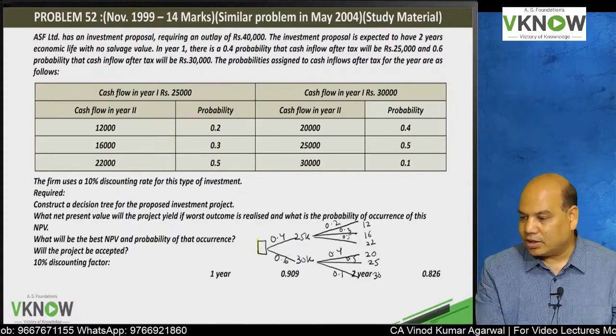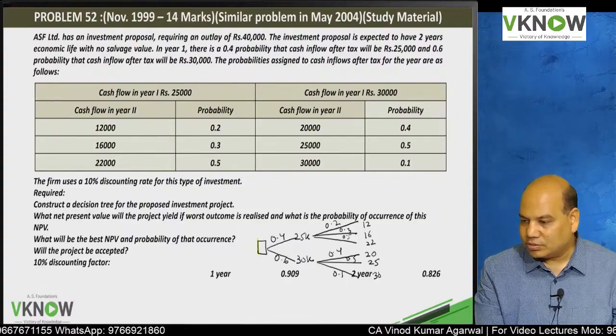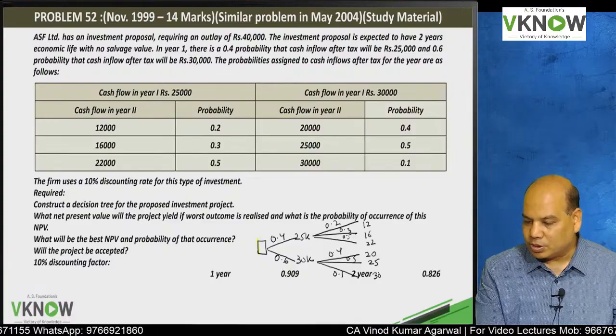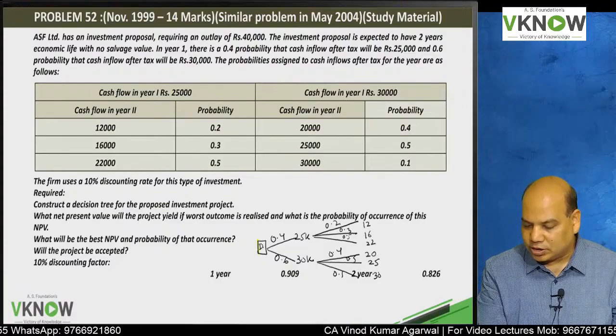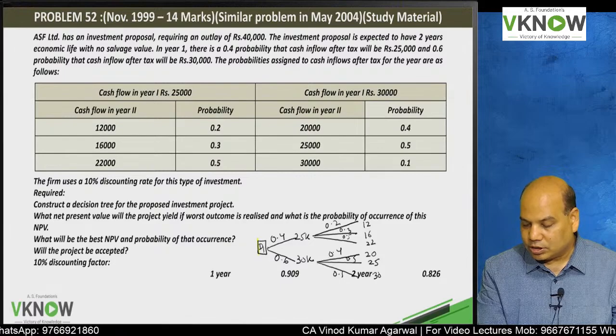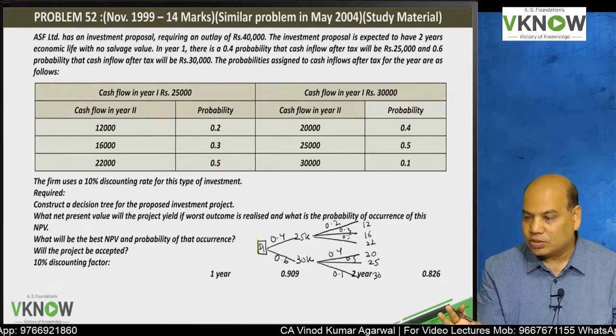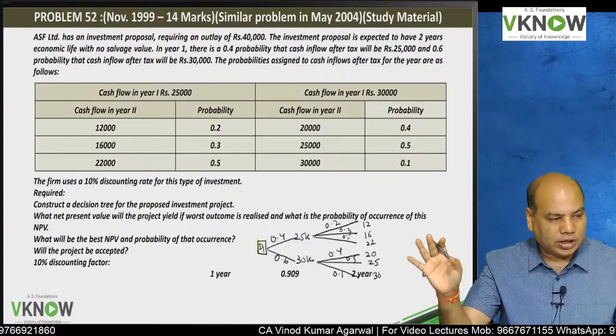So this is the diagrammatic picture representation of this problem. This is the decision tree, this is D1. Okay, the other option is not to start the project. If you don't start the project, NPV is 0.